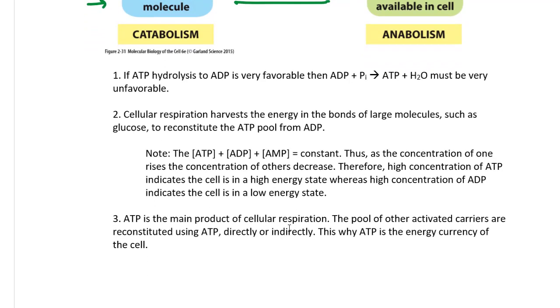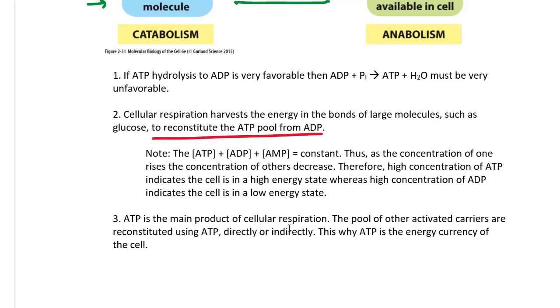If ATP hydrolysis to ADP is very favorable, then ADP plus Pi to ATP plus H2O must be very unfavorable. Cellular respiration harvests the energy in the bonds of large molecules, such as glucose, to reconstitute the ATP pool from ADP. Okay, so this is very important: the statement being said here, reconstitute the ATP pool from ADP.